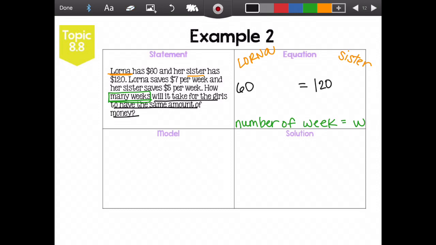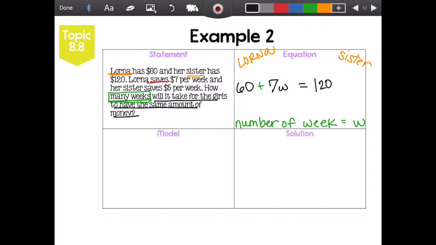If we keep reading, it says Lorna saves $7. Now, saves. What operation do you think we would choose for saving money? Would it be addition or subtraction? Hopefully, saving money equates to adding money. So adding will be our operation, plus $7 per week. Well, 7, and again, the number of weeks is our variable, so we're going to use W because that's what we're solving for.